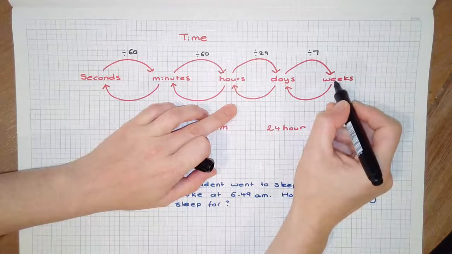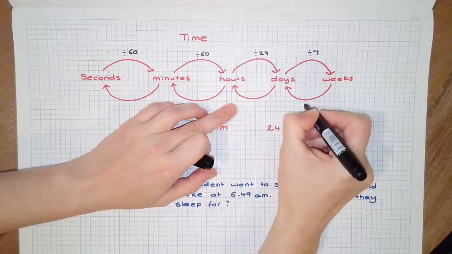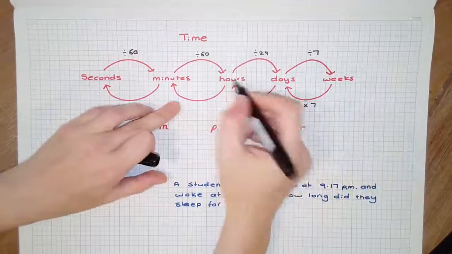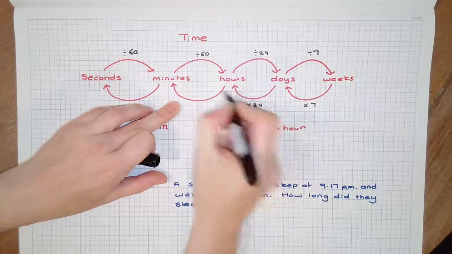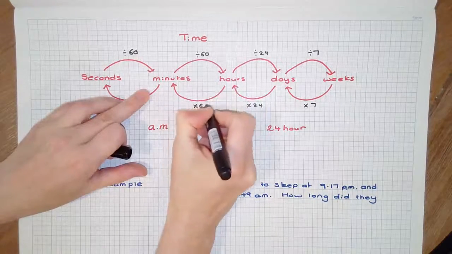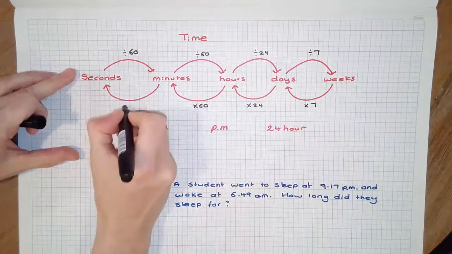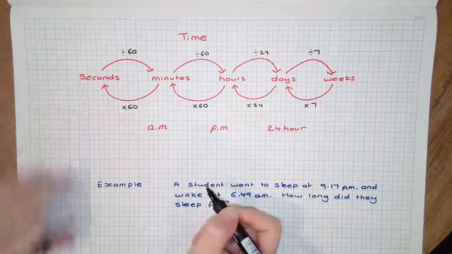So if we had a certain number of weeks and we wanted to know how many days, we multiply by 7. Days to hours, we multiply by 24. Hours to minutes, multiply by 60, and minutes to seconds, multiply by 60.